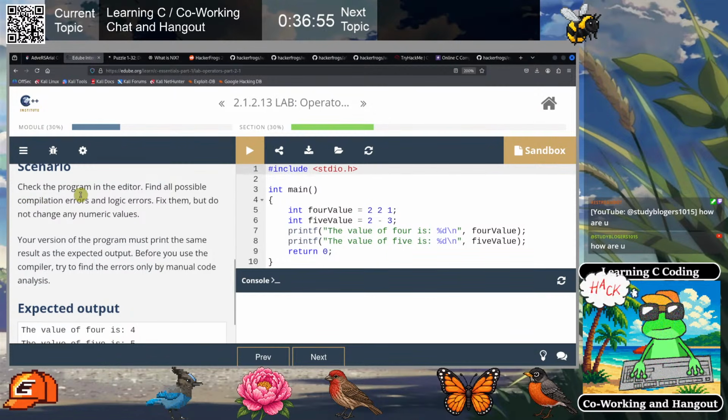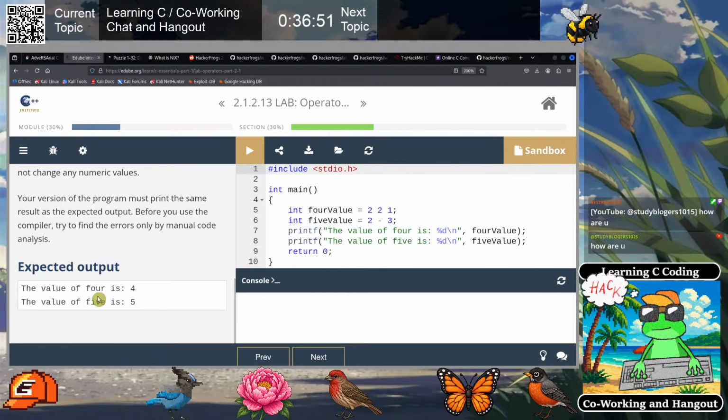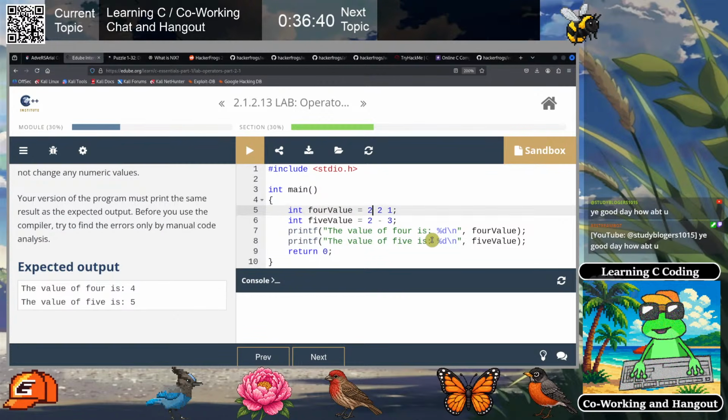Okay, check the program in the editor, find all the possible compilation errors and logic errors. Sure. So the value of 4 is 4, and the value of 5 is 5. This is what we expect. So 4 value equals, I mean, 2 plus 2. And 5 value is 2 plus 3.